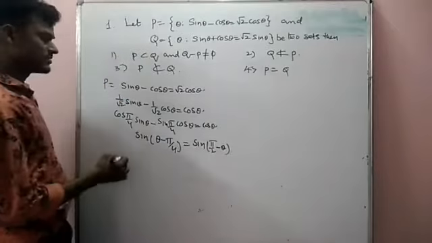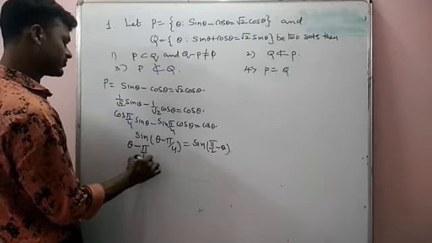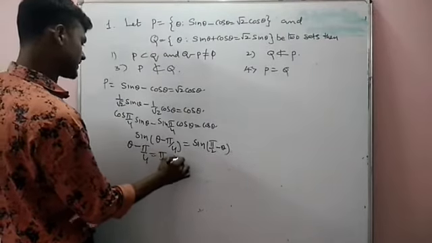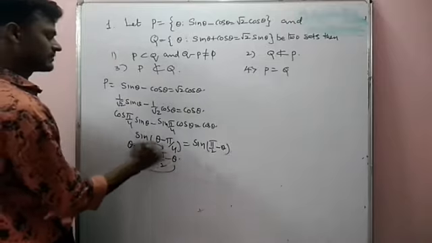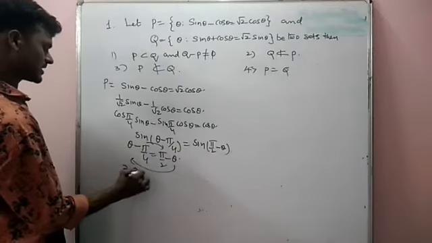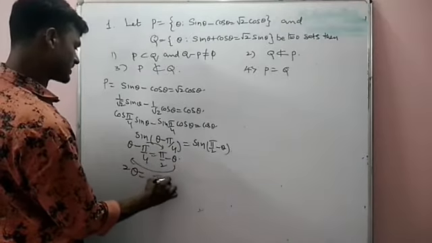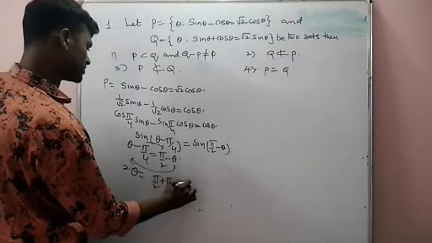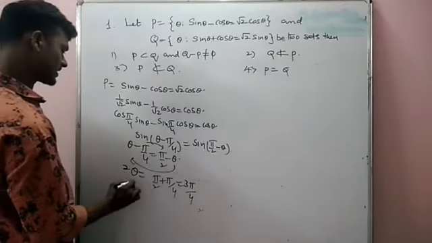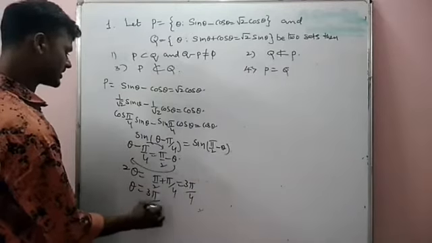Then sin cancels on both sides, so theta minus pi by 4 is equal to pi by 2 minus theta. Taking theta to this side and pi by 4 to that side, 2 theta is equal to pi by 2 plus pi by 4, which is 3 pi by 4. Theta is equal to 3 pi by 8.